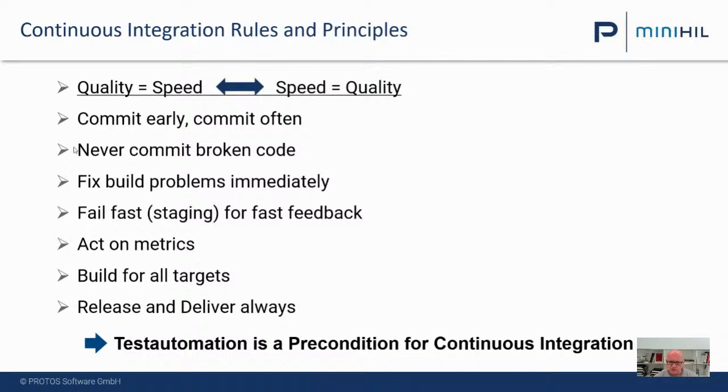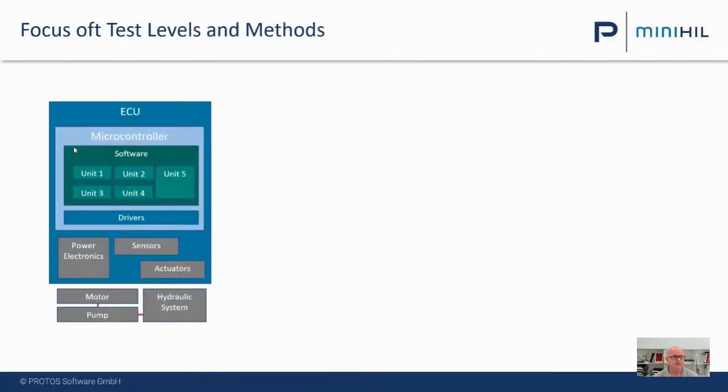Okay, so test automation is a precondition for continuous integration. Yes, you can run it also without test automation, but the biggest value is in the test automation usually. So let's have a look at the different test levels and methods you can use. Not all on continuous integration.